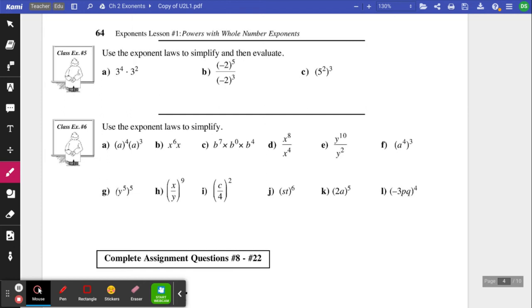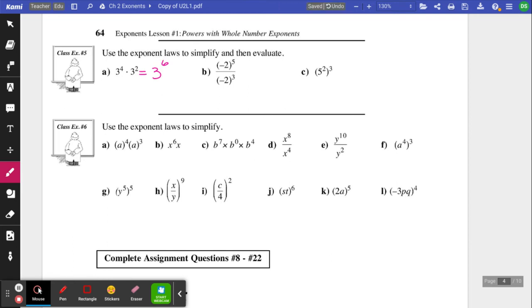3 to the 4 times 3 to the 2. What do you notice? They're the same base. Same base. What else do you notice? What are we doing? Multiply. You're multiplying. So if the bases are the same and you're multiplying, what do you do? Keep the base, and add the exponents. Yes.